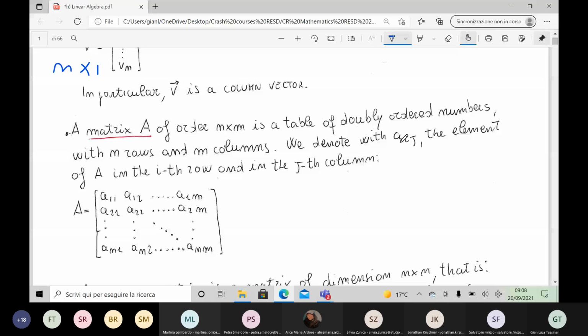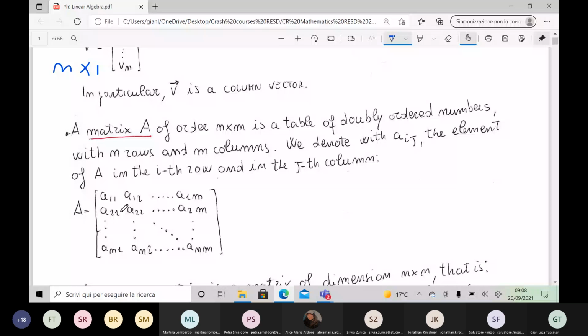So you can identify every element of this matrix by specifying the first number here, which denotes the number of the row, and the second number, which denotes the column. For example, A2M is the element in the second row and in the column number M. AN2 is the element in the row number n and in the column number 2. So row and column. So this is the notation of a matrix.